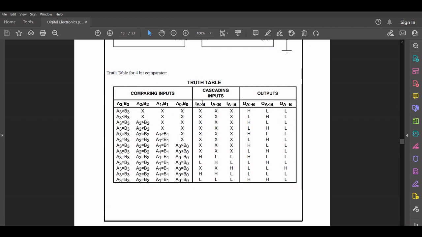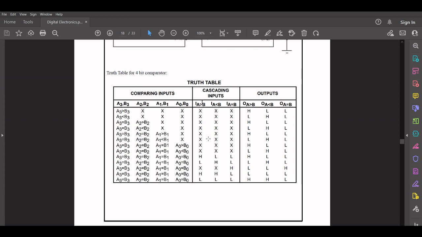Once we reach this case where all 8 of these inputs are equal, then we can start using the cascading inputs as well. In this case we'll have either the cascading input A greater than B as high, or B greater than A as high, or A equal to B, and correspondingly we will obtain the output, that is either A is equal to B, or A is less, or A is more than B. So you can verify the truth table using different test cases, and using these cascading inputs you can also implement the 5-bit comparator, and using two of these ICs you can implement an 8-bit comparator.